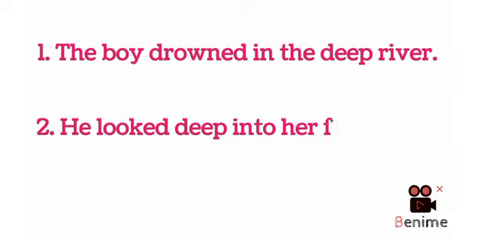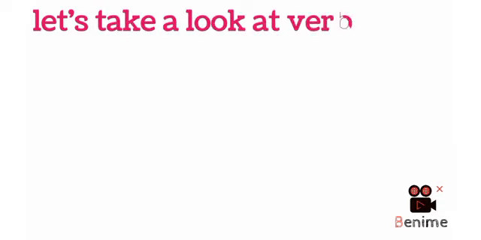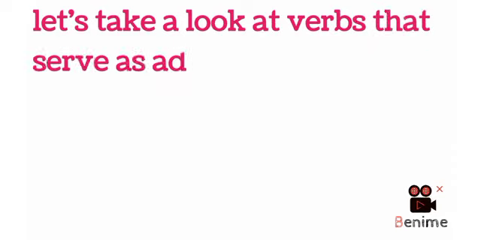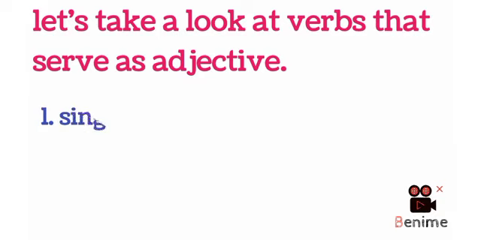It's the deep river. Now, going to the second sentence, he looked deep into her face. The word deep here is an adverb because it tells us how he looked into the girl's face. So he looked deep. So it modifies the verb looked. So in the first sentence, deep is an adjective. In the second sentence, deep is an adverb.